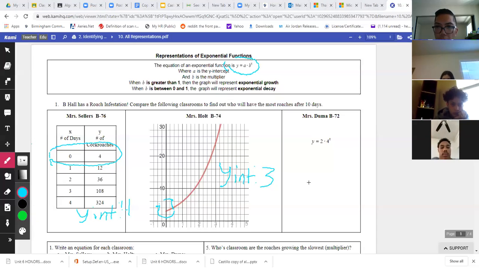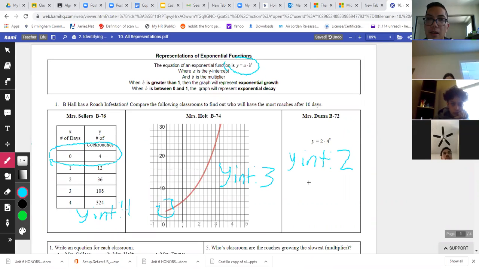Cool. And then when we do the equation, remember, when it's written in equation form, that first number is always the y-intercept. So the y-intercept is 2 here.